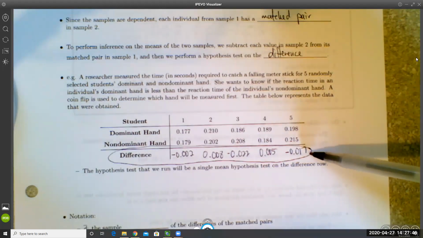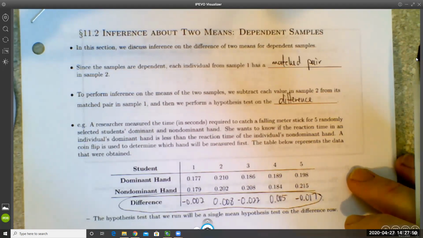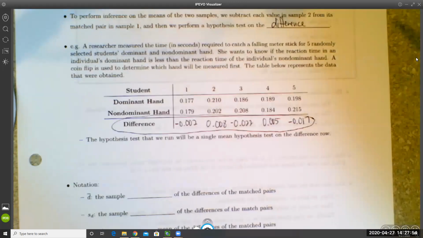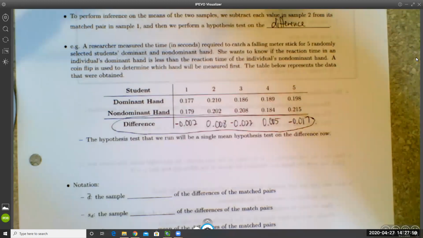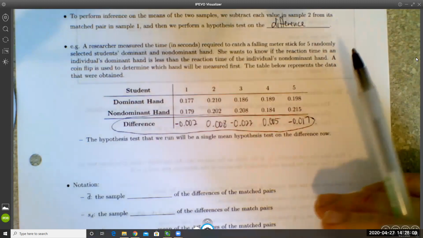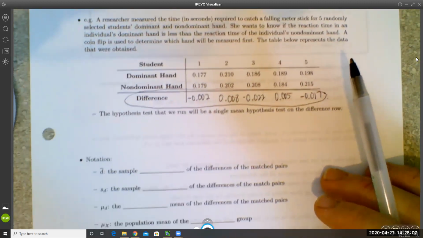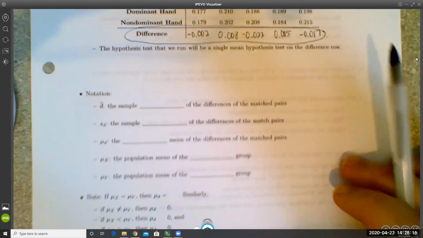So really, this section doesn't introduce anything all that new. We're just going to be running a single hypothesis test. But the single hypothesis test that we run is going to be on the difference between each matched pair. Consequently, we do use some different notation, and there's even a different StatCrunch procedure to run the test. So we'll talk about how to do those things.